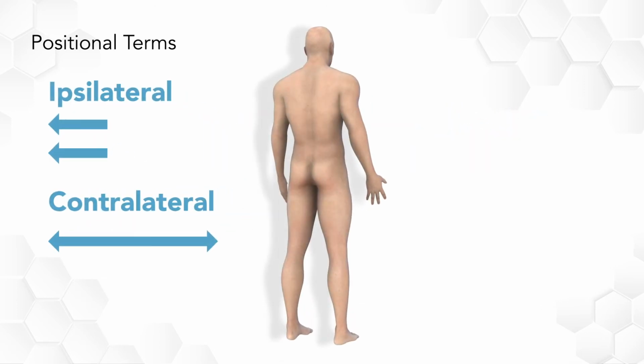Ipsilateral means on the same side, while contralateral means on the opposite side. For example, the right shoulder and right elbow are ipsilateral. We must note that the opposites of all these statements are also true.